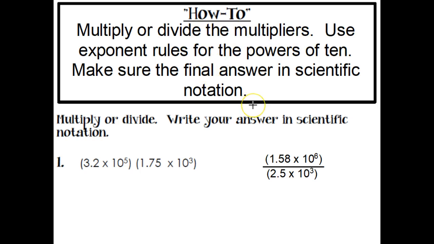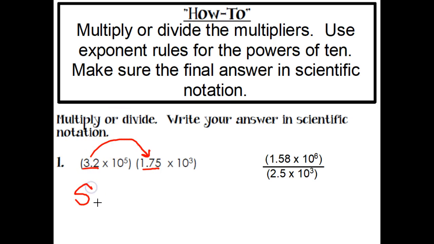I got my little handy dandy calculator right here. You can do all this in your calculator and even put it in scientific notation. I'm not going to do that though. Okay, so multiply the multipliers. So 3.2 times 1.75. Multiply them. 3.2 times 1.75 gives you 5.6.